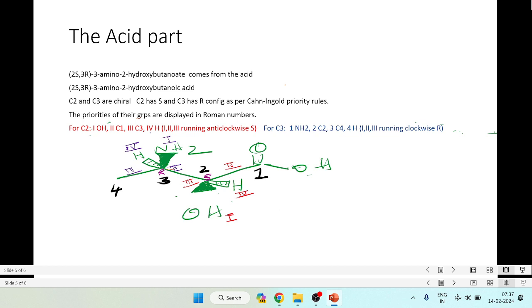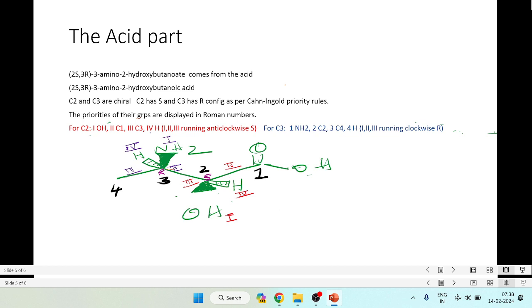For C3, the priorities are written in Roman numerals in blue. The first is the NH2 group, second is C2, third is C4, and fourth is H pointing away from us. 1, 2, and 3 are running clockwise, therefore it is the R configuration. So this is the stereochemical configuration of the parent acid.